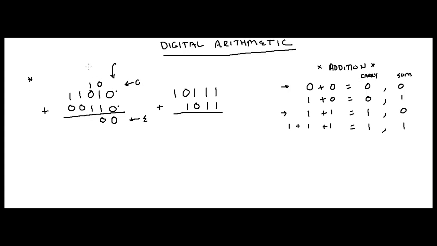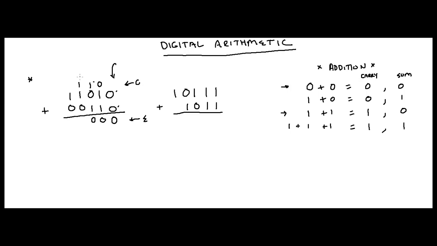Now we're in this column, so we have a 1. I'm just going to put a little mark here so you can see the column we're at. So we have a 1 plus a 0 plus a 1. Well, it's the same thing, right? It's a 1 plus a 1, isn't it? So sum is 0, carry is 1. Get it?